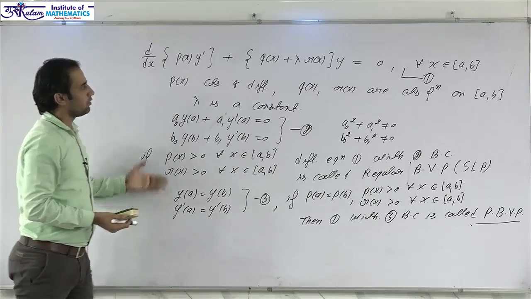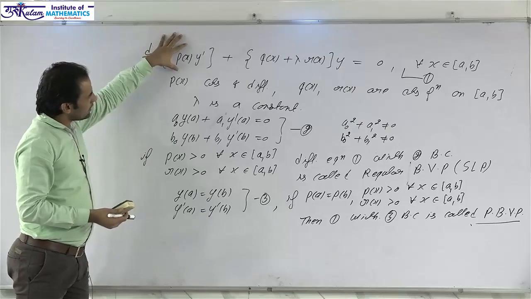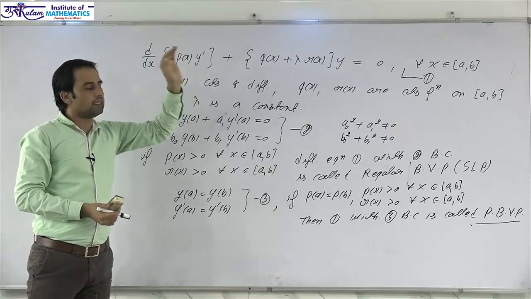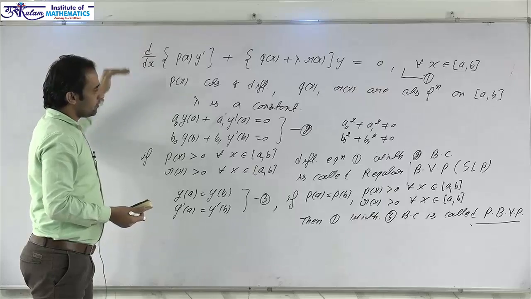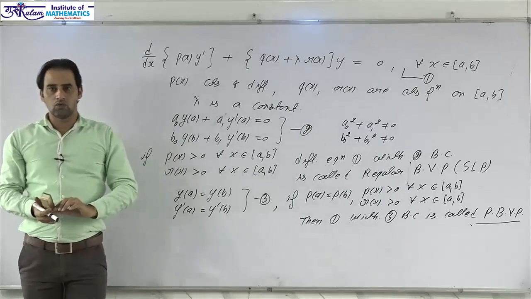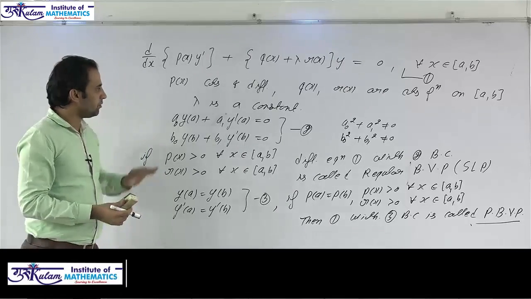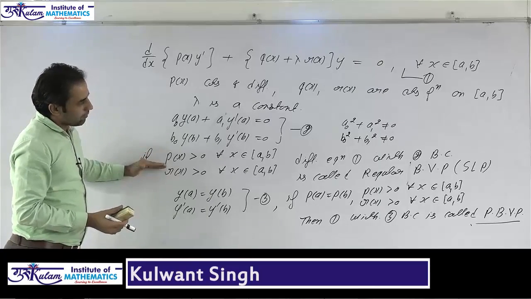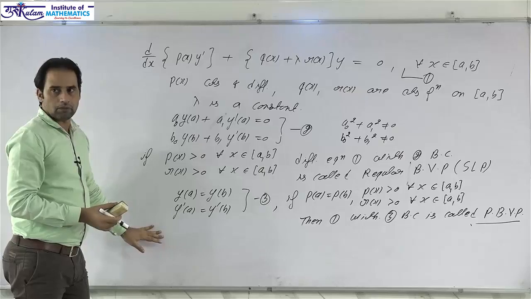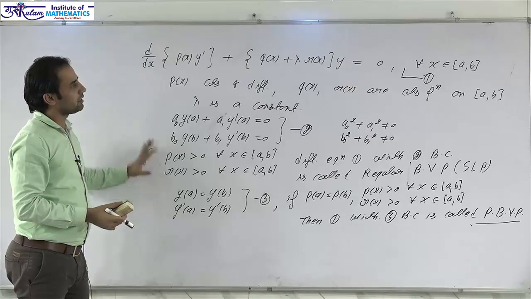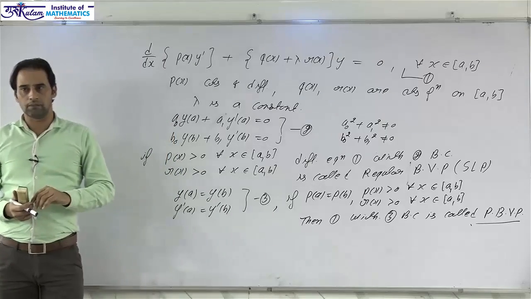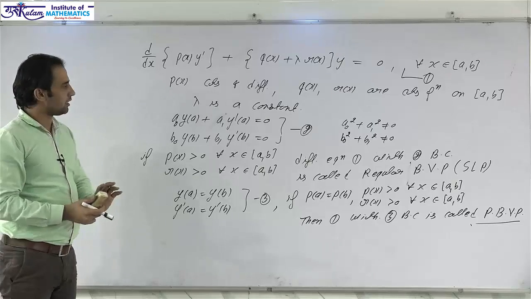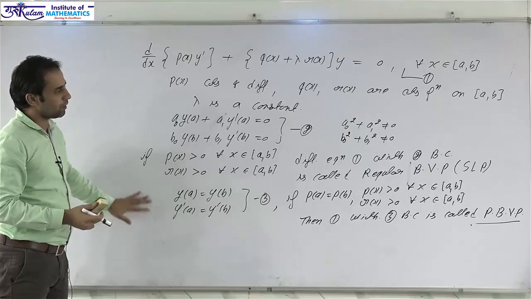There is another classification of this differential equation. If p of x is 0 at some point on a b, or basically p of x is 0 at a or b, then this equation with the second boundary condition is called a singular boundary value problem. We will not go further into the singular boundary value problem. We are just focusing on the regular boundary value problem or the periodic boundary value problem. Based on these classifications there are some properties of these boundary value problems, and based on these properties there are always questions in the CSIR NET JRF exam. So these are the two classes of boundary value problem.